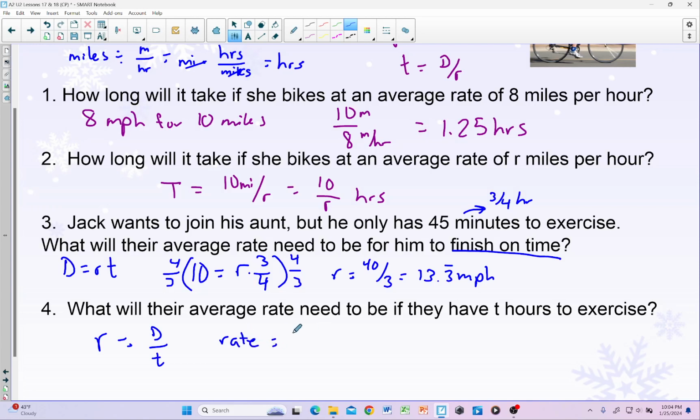So the rate that they need to travel is 10 divided by t hours. And that's exactly how I did the calculation for number 3. The idea behind all of this is division. These functions involve dividing by some sort of variable concept. And one of the big things that's going to come out of this is what I said at the beginning, that in a case like this, the less time I have to exercise, the faster I need to go.